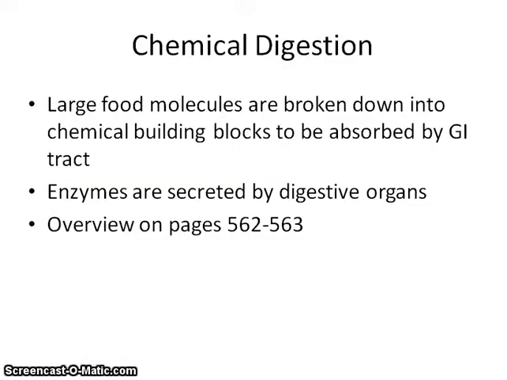All right, couple things about the chemical digestion of food, and this is along the whole tract, not specific to one. Large molecules are going to be broken down into chemical building blocks to be absorbed by the GI tract. But the basic idea here is chemical digestion is taking pieces of food, breaking them down until they're very, very, very tiny parts so that your body can absorb them through the tissues.